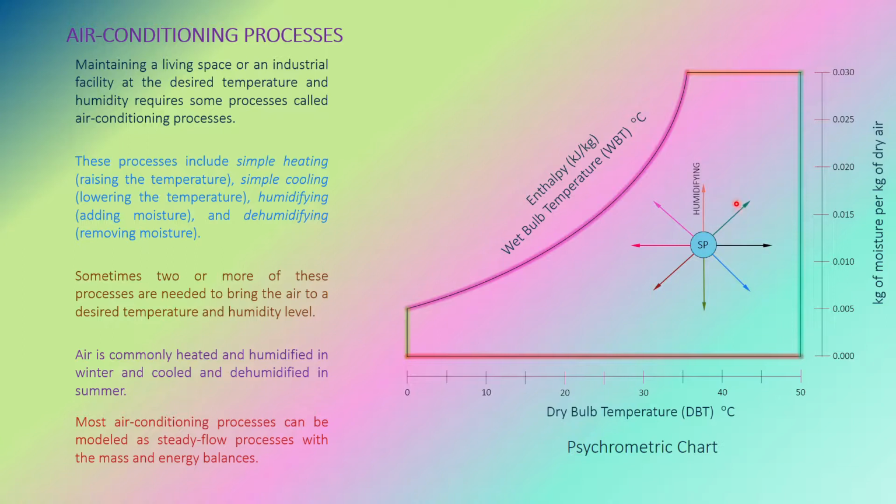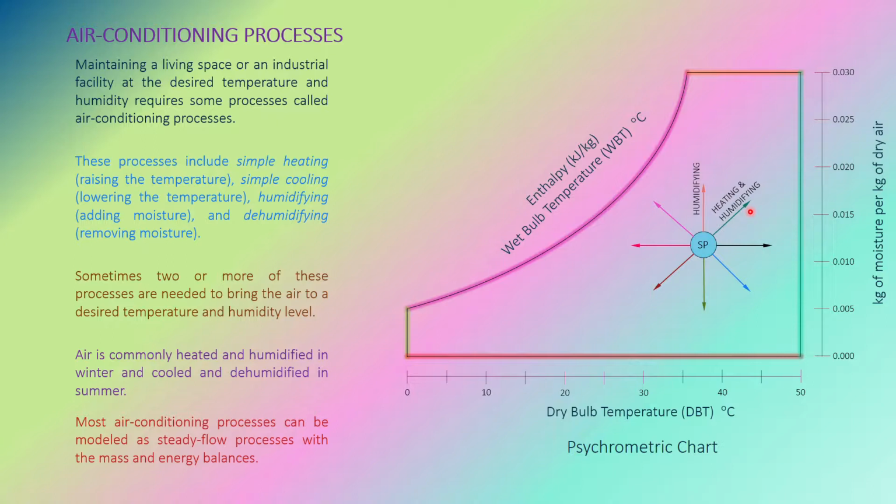First thing is humidifying. Humidifying means adding moisture to the air. So when you add moisture to the air, the specific humidity will increase, because specific humidity is defined as the mass of water vapor divided by the mass of dry air. So that is where you have mv over ma: the mass of water vapor that appears in 1 kg of dry air. So when you add moisture, definitely the specific humidity will increase.